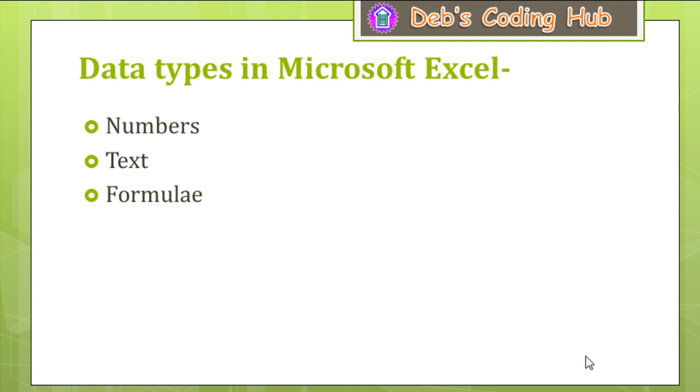Excel supports 3 different types of data. First one is number, second one is text, third one is formula. So number data type always deals with numbers. Text data type deals with alphanumeric characters, and formula, as they can give results, they yield results, they are also considered as a data type in Microsoft Excel.